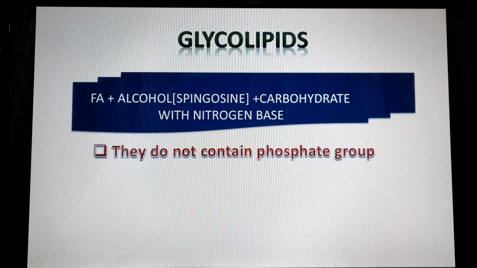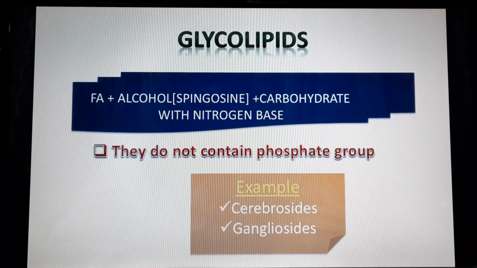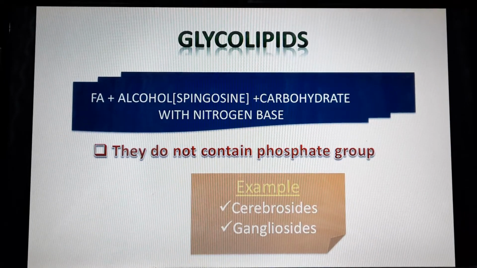How can we define the glycolipids? These are esters of fatty acids with alcohol. The alcohol is sphingosine. A carbohydrate group is present as an additional group or prosthetic group with a nitrogenous base. So examples are cerebrosides and gangliosides.